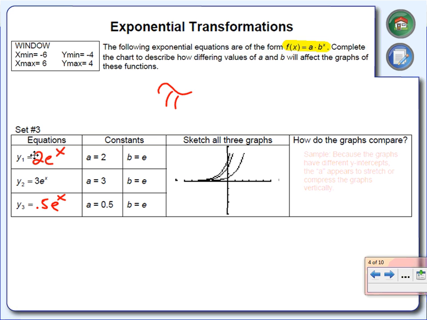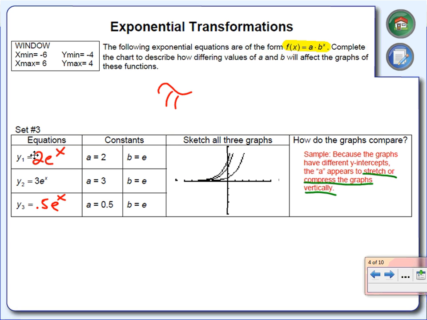Okay, so over here, how do the graphs compare? Well, the first thing you should know is that they all have different y-intercepts. But besides that, that A value, that 2, that 3, and that 0.5, is also doing something else with the graph, and that is that it's vertically stretching or vertically compressing the graph. Looking right here, we're stretching or compressing the graph vertically.